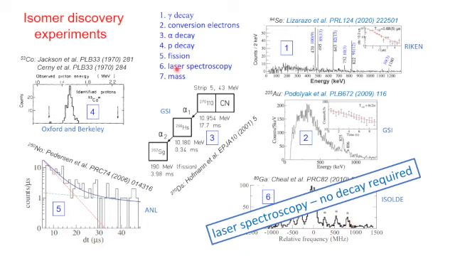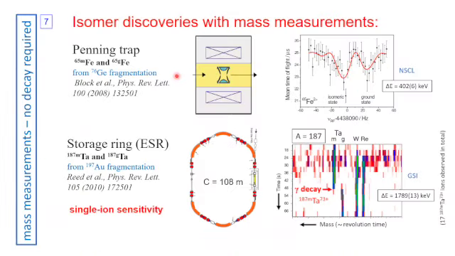And then number 7 in this list is mass measurements. Mass measurements come in various types, and here I just illustrate 2 of them. There's the Penning trap, which is a very small device, a few centimeters across, which has been used to discover new isomers. And again, you don't need to measure the decay. You just find a split structure in the resonant signal.